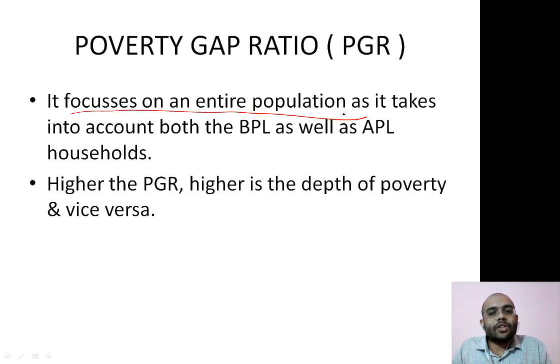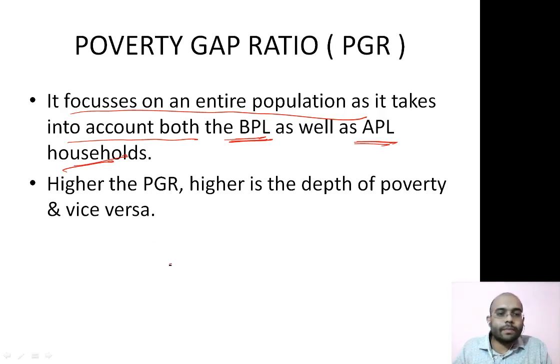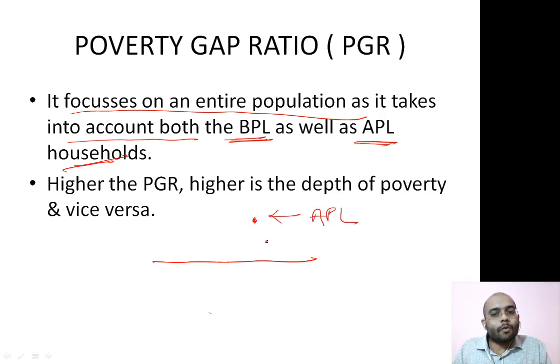It focuses on an entire population as it takes into account both the BPL, that is the below poverty line, as well as the APL or the above poverty line households. Suppose this is the poverty line. A family is here. This is called as APL, above poverty line, and another family here, and this is called as BPL family, below poverty line.